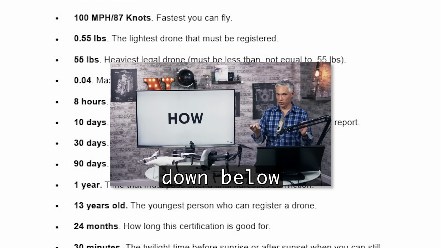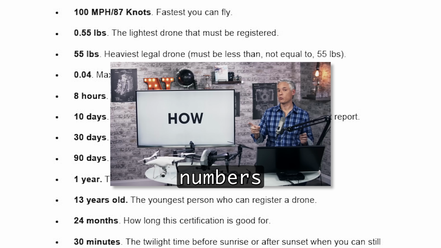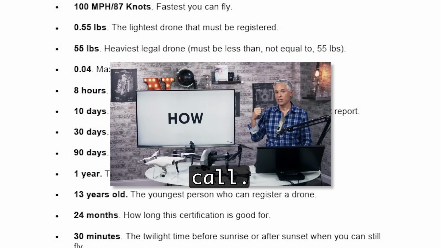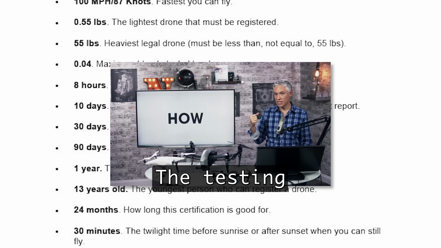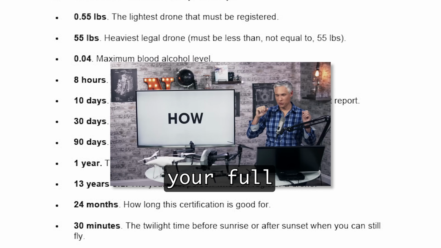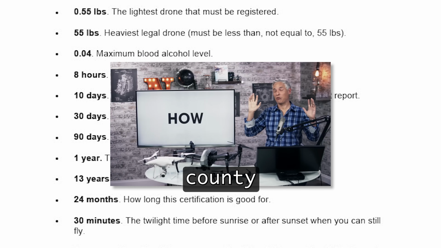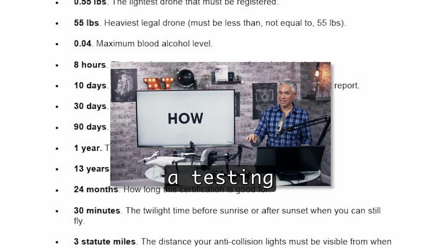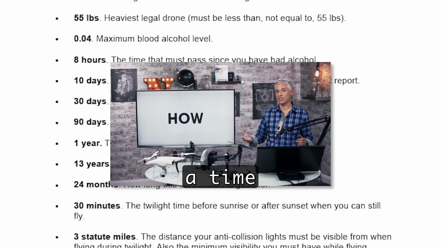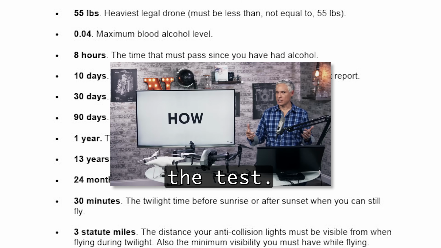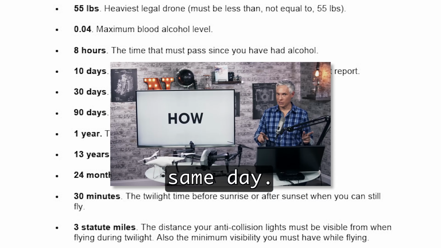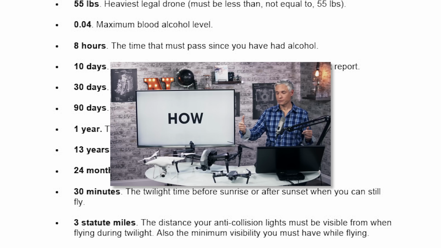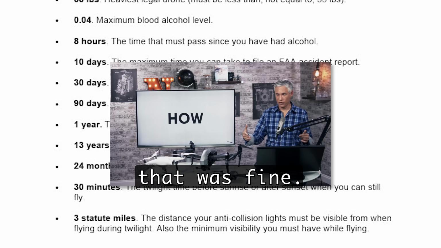How do you do it? Check the description down below. My study guide will have specific phone numbers you can call, but basically you'll make a phone call. You'll call up the testing agency, and you'll give them your full name and your date of birth and your county of birth and weird information like that. And then they will call a testing center in your area, schedule a time for you, and you'll go and take the test. Sometimes you can even schedule it for the same day, so you don't necessarily need to plan way out. I just planned one day out and that was fine.